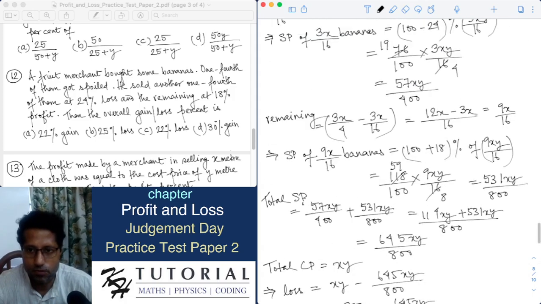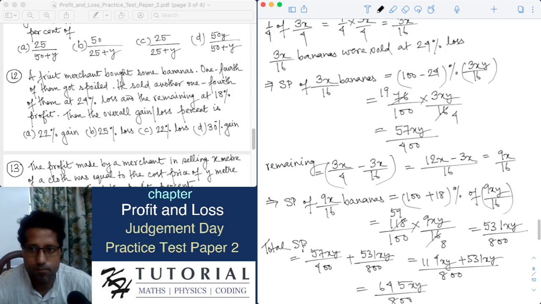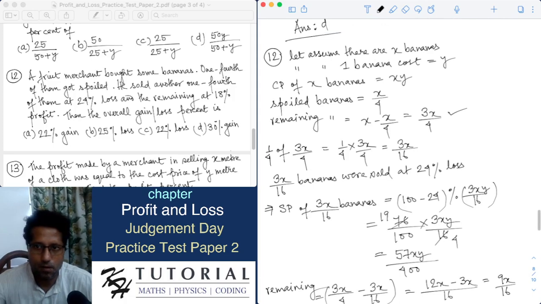Now let me check once again. We have assumed x number of bananas and one banana costs rupees y. So the cost price of x bananas is xy. Now, one fourth of them got spoiled, so we have to ignore that. So spoiled bananas is x by 4. Remaining is x minus x by 4, that is 3x by 4.